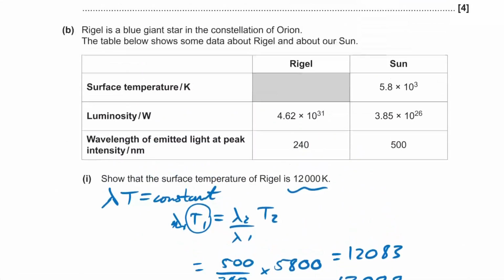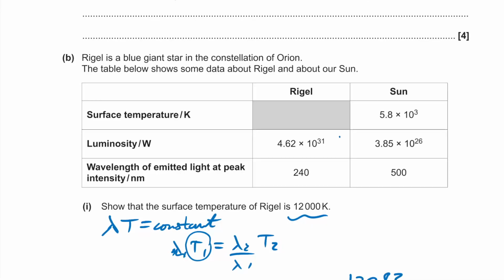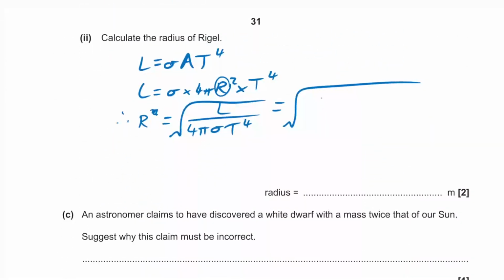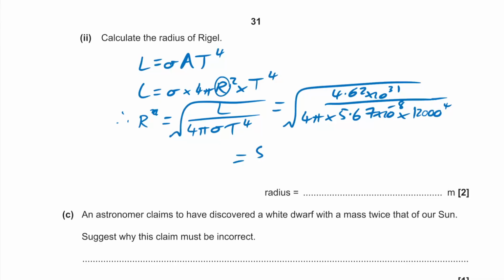So we have the luminosity, which is this here, 4.62 times 10 to the 31. Divide that by 4 pi times 5.67 times 10 to the minus 8. And times that by 12,000, actually, let's just call it 12,000, seeing that we're having to raise it to the power of 4 anyway. So just be careful popping all these numbers in. And I end up with a radius of 5.59 times 10 to the 10 meters. So let's say that's 5.6 times 10 to the 10.